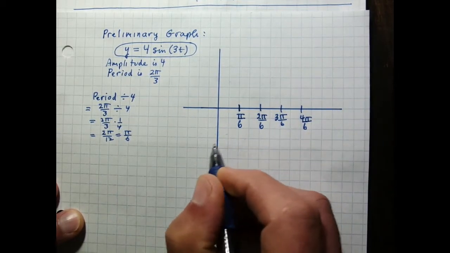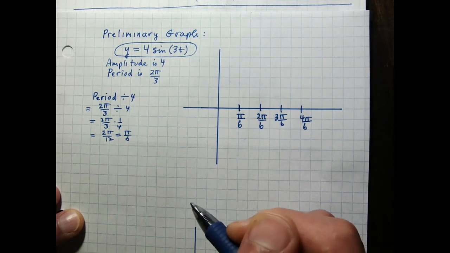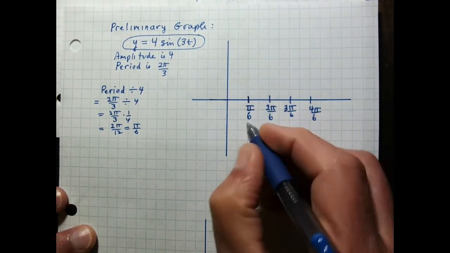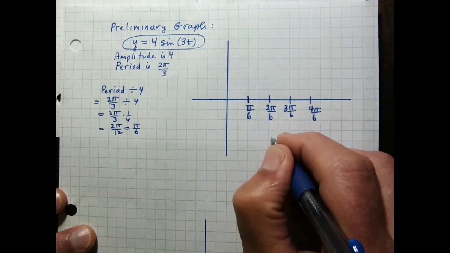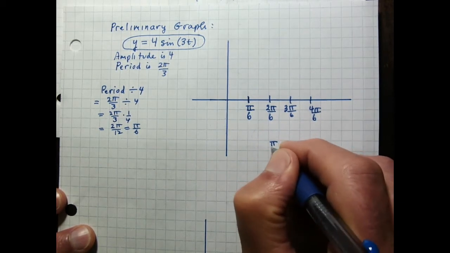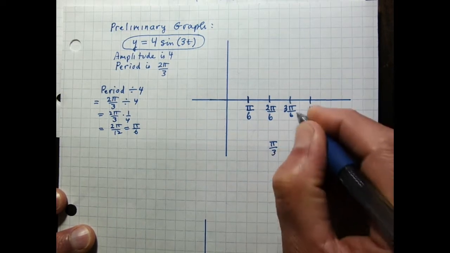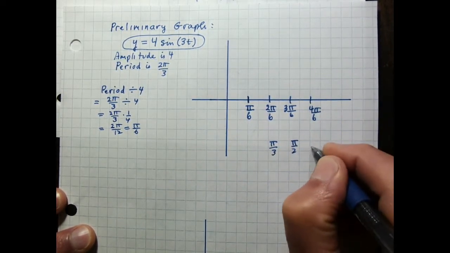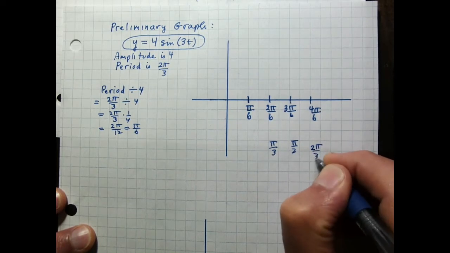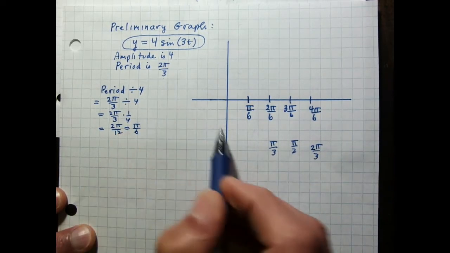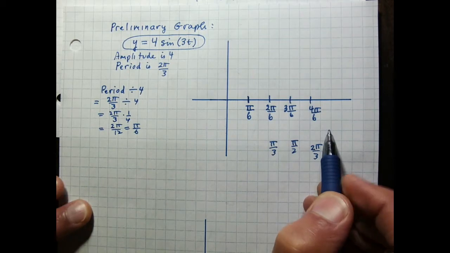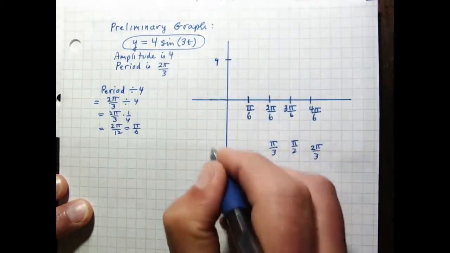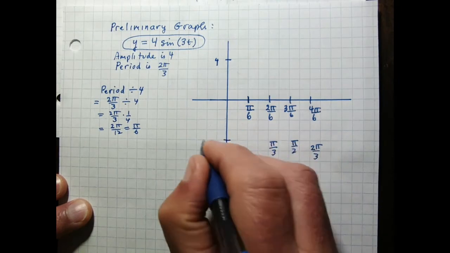Of course, some of these fractions can be reduced, right? Because 2 pi over 6 is just pi over 3. 3 pi over 6 is just pi over 2. 4 pi over 6 is just 2 pi over 3. That's our period, so we see one period here. Let's see, amplitude is 4, so I'm going to mark 4, negative 4.